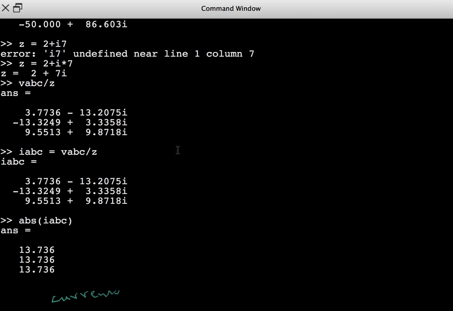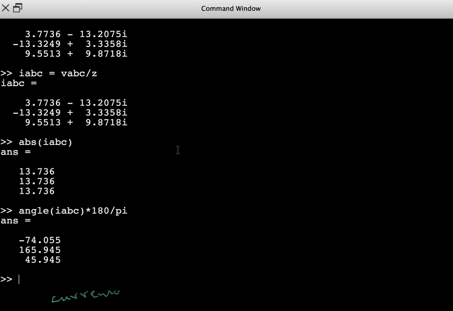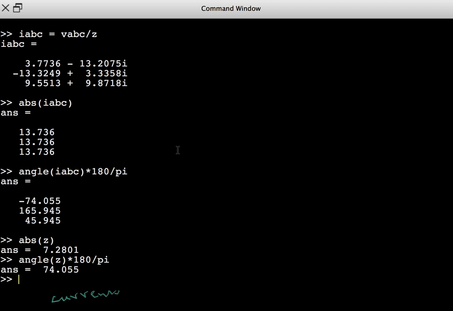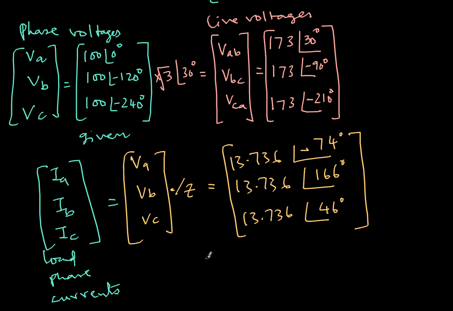It also helps to know what is the angle of impedance Z. So let me do that here. Absolute value of impedance, 7.28, and then angle of impedance. This I will multiply by 180 and divide by pi. 74 degrees. So my impedance is 2 plus J7, which is nothing but 7.28 at an angle of 74 degrees.